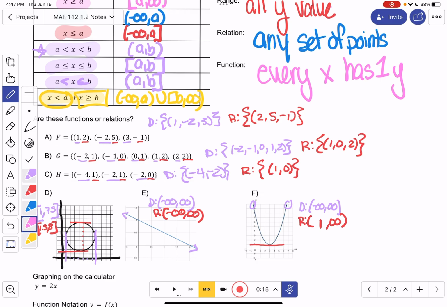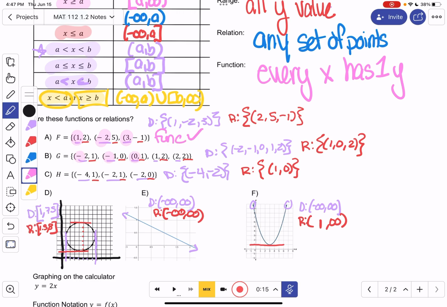One y. Meaning if I put in a number for x, it's always going to give the same y. If I get a different y, it's not a function. So let's look at some of these. The first one here, for f, all of our x's are different, so there's no way we can get a different y. So f is okay, we can call it a function.